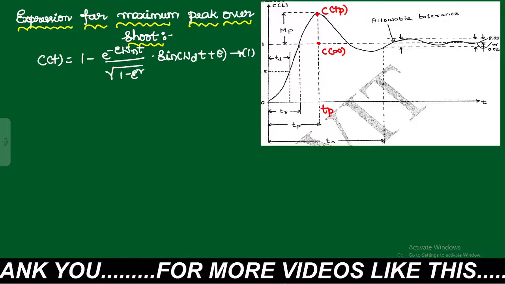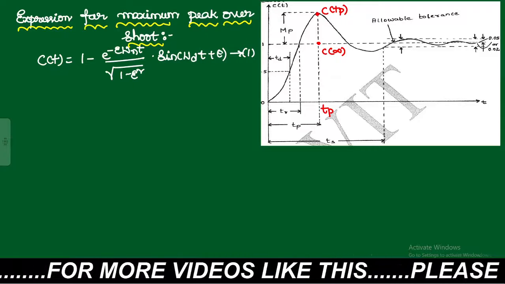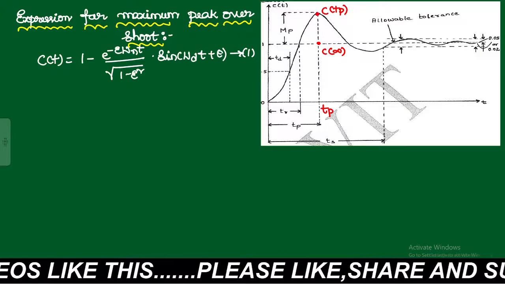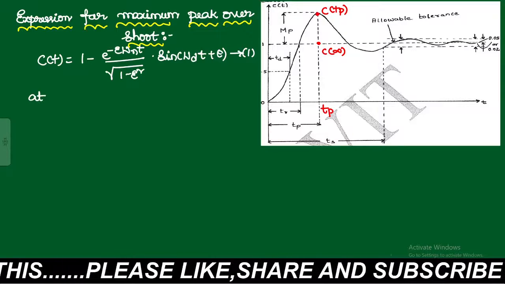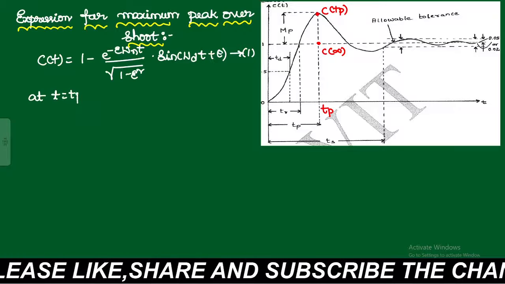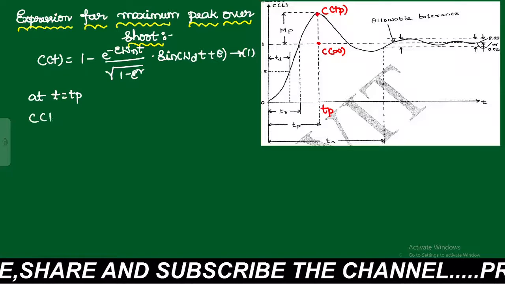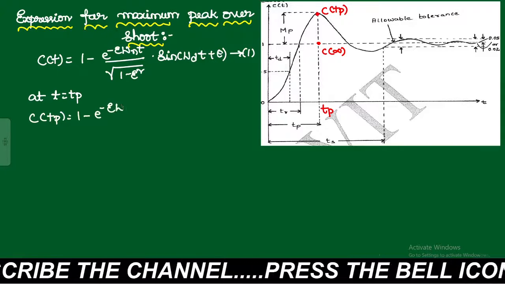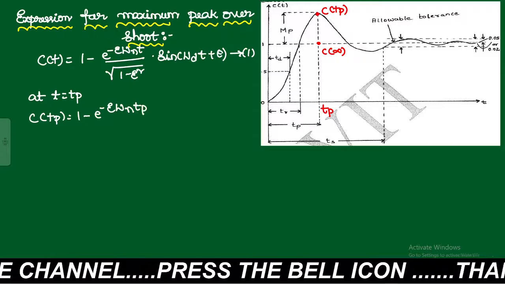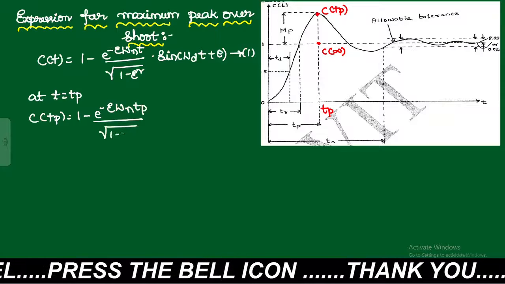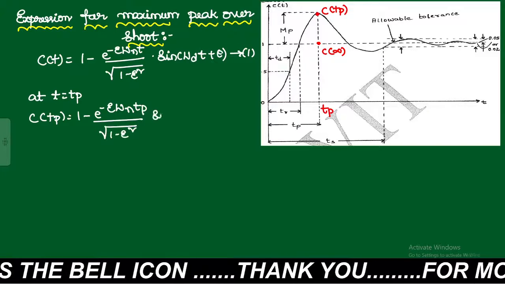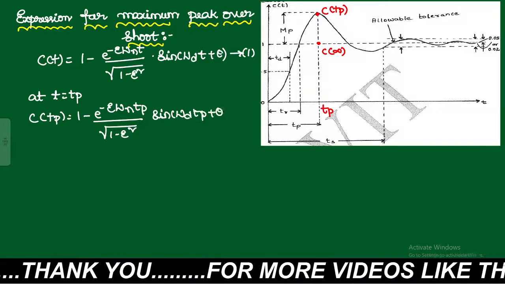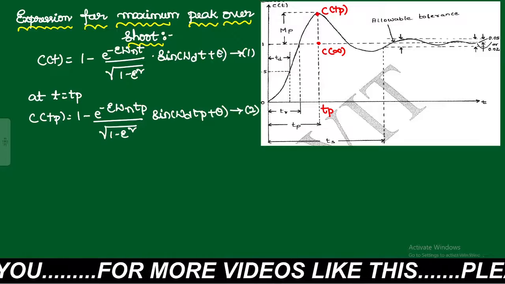From the diagram we already know that c of t is occurring at t is equal to tp. At t is equal to tp, what is the expression we can write? That is c of tp is equal to 1 minus e to the power of minus zeta omega n tp divided by under root of 1 minus zeta square sine of omega d tp plus theta. I have just substituted; this is equation number 2.